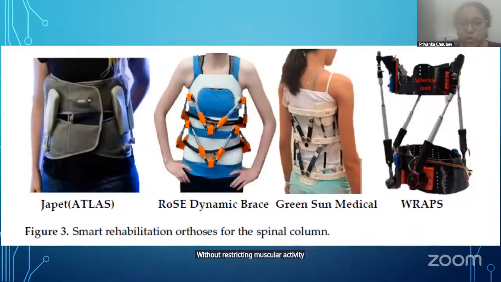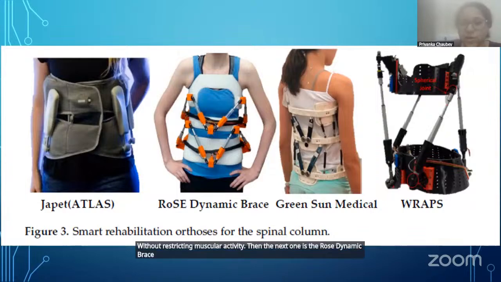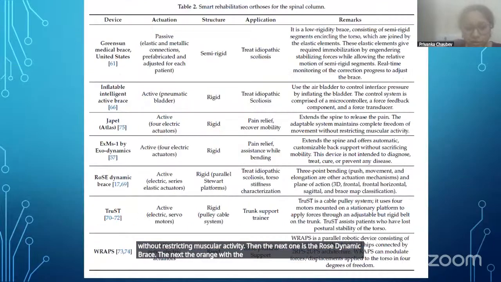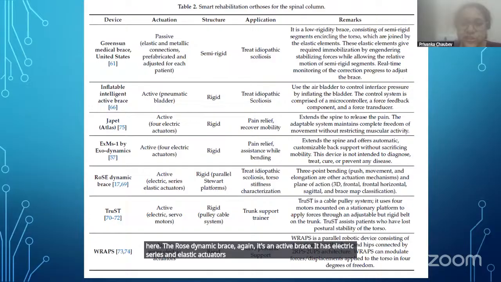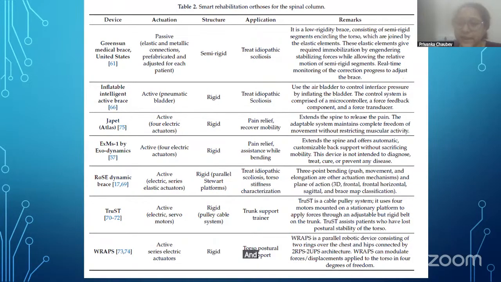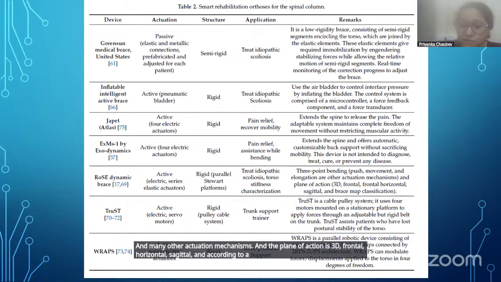Then the next one is the Rose dynamic brace, the orange and metallic orange one. The Rose dynamic brace, again, is an active brace. It has electric, series, and elastic actuators. It is rigid and treats scoliosis and also torso stiffness. It has 3-point bending, push, movement, and elongation, and many other actuation mechanisms. The plane of action is 3D: frontal, horizontal, sagittal, and according to the brace map classification also.